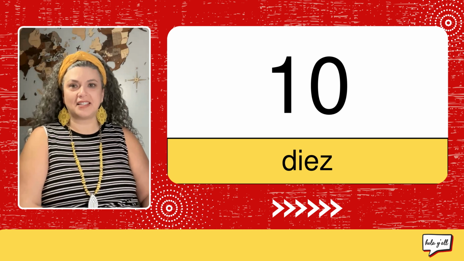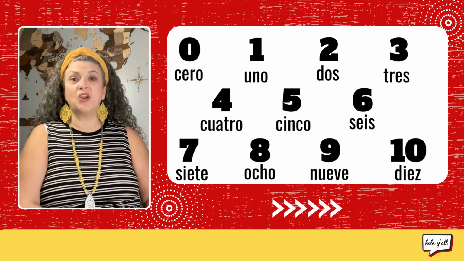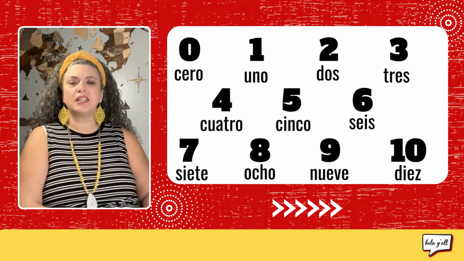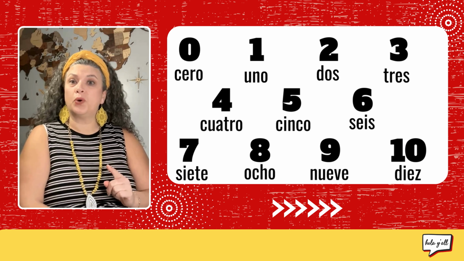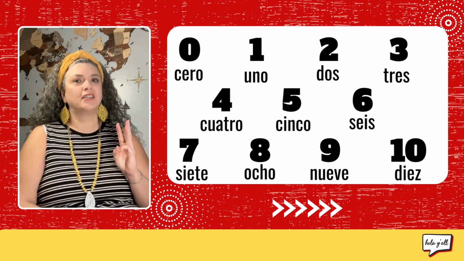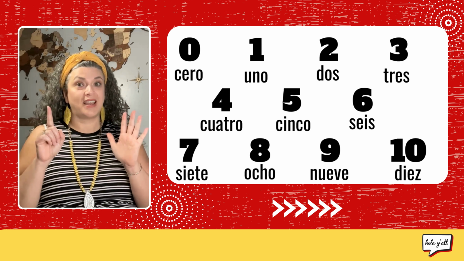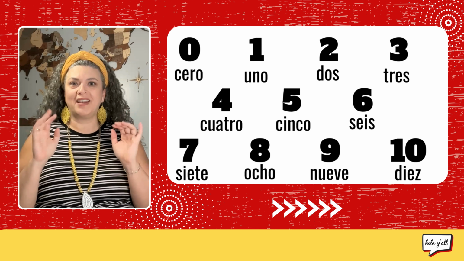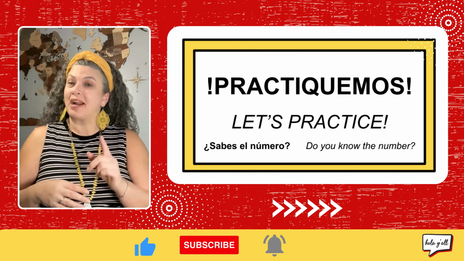Diez. Okay, so you've done all 11 numbers if you count zero from 0 to 10. Let's recap one last time. Cero, uno, dos, tres, cuatro, cinco, seis, siete, ocho, nueve, diez. Perfect. Now let's practice. Practiquemos.